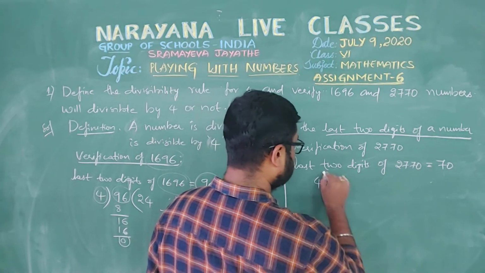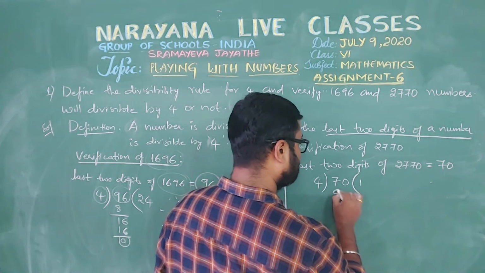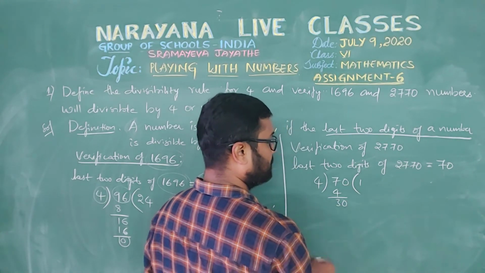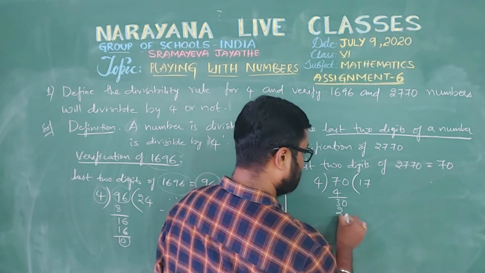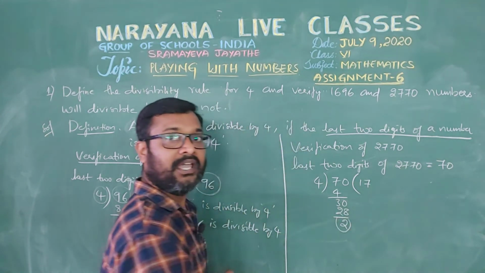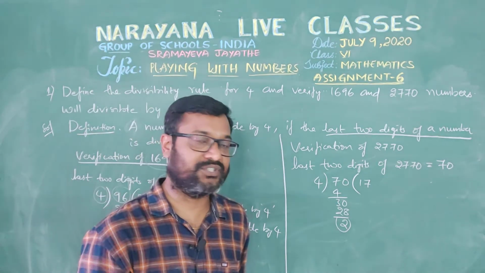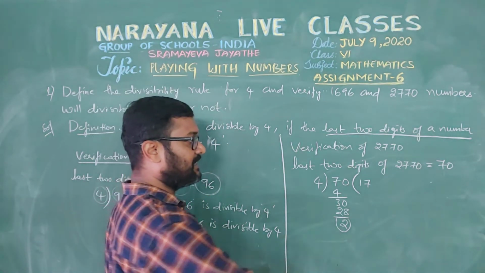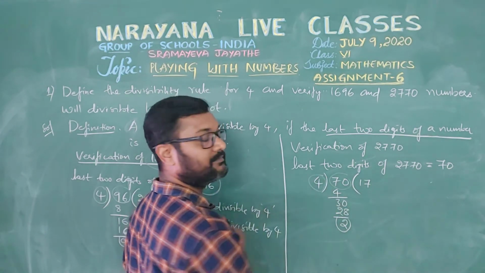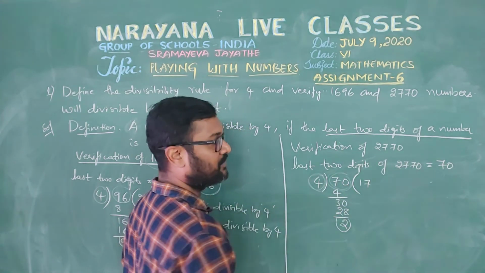So that is 4 as a divisor, 70 as a dividend. 4 ones are 4, 7 minus 4 3, 0 comes down 30, 4 sevens are 28, and here 2 is the remainder. If the remainder is non-zero, that means it is not equal to 0, then we can say that the dividend is not exactly divisible by divisor. That is, 70 is not divisible by 4.